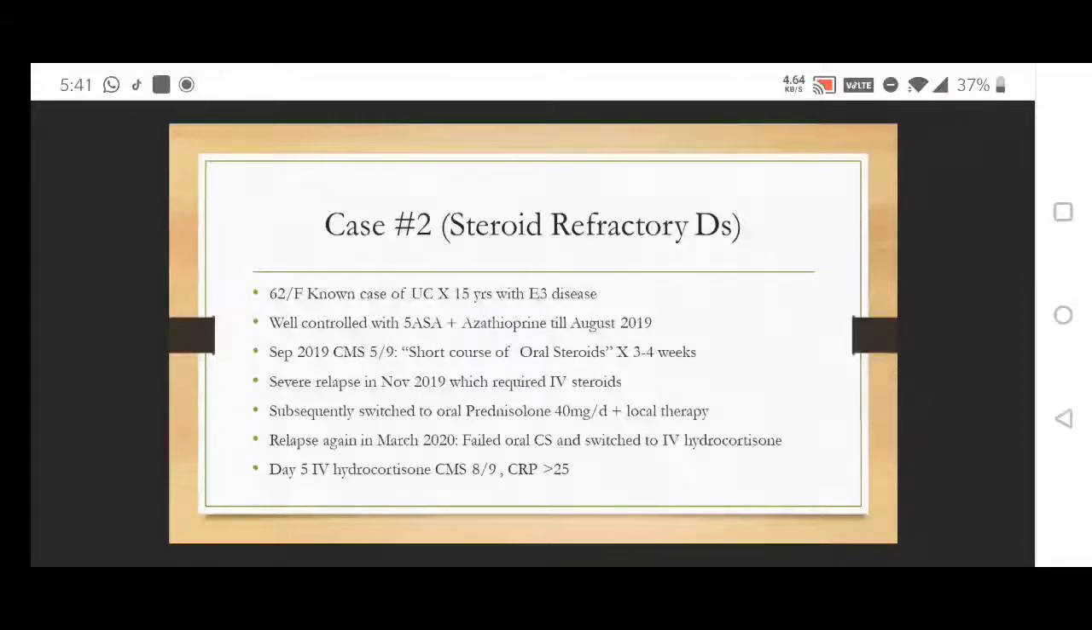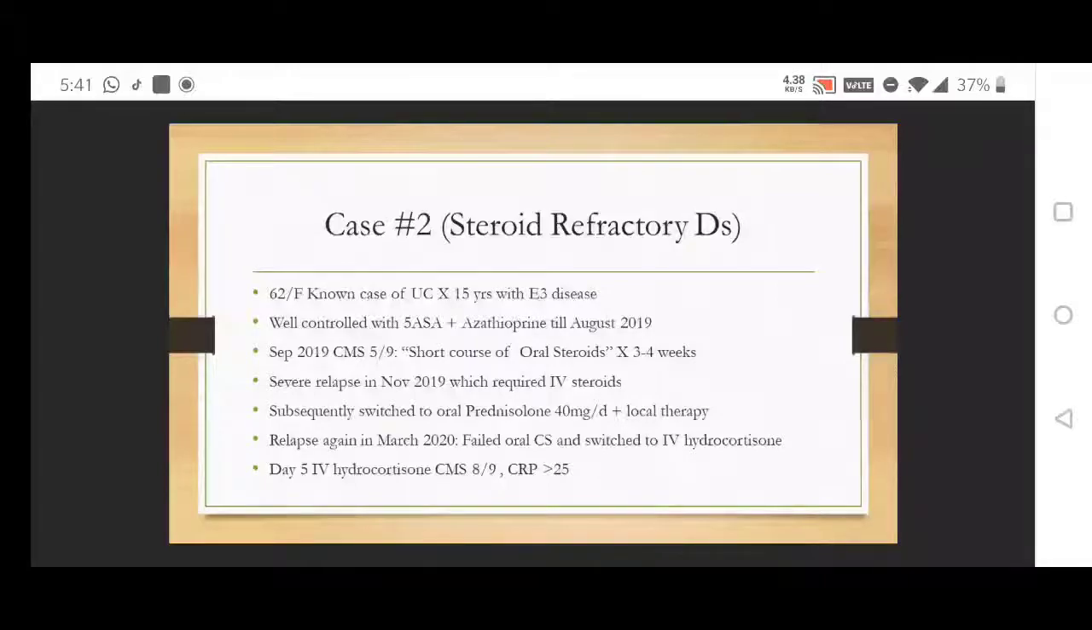In September, she had a relapse, 5/9, treated elsewhere with a short course of oral steroids, something like a pinch hitter, for 3 weeks, so 4 weeks. She then had a severe relapse in November 2019, which required IV steroids, and was subsequently switched to oral prednisone 40 milligram per day plus low.